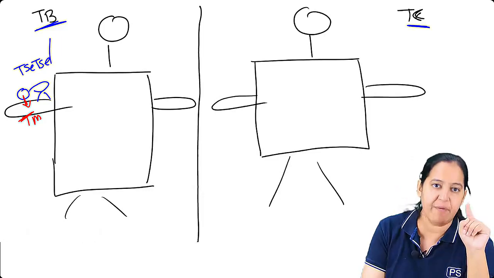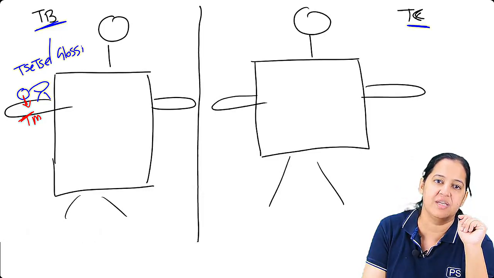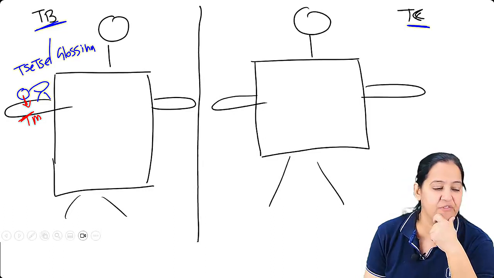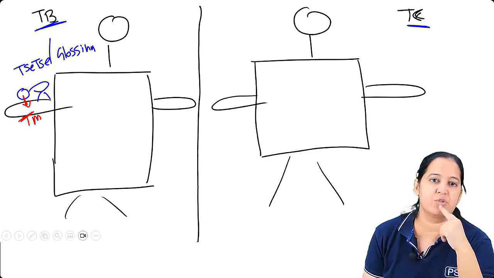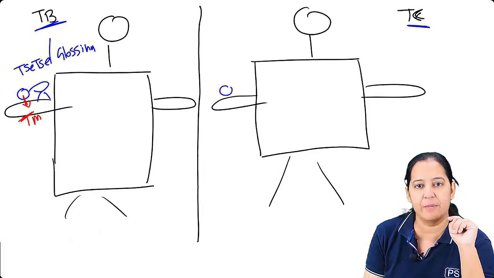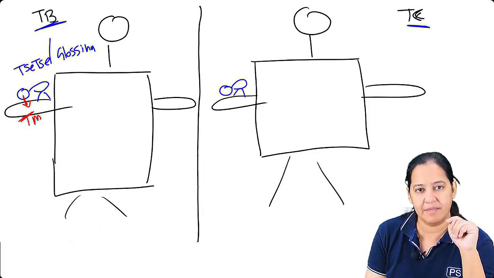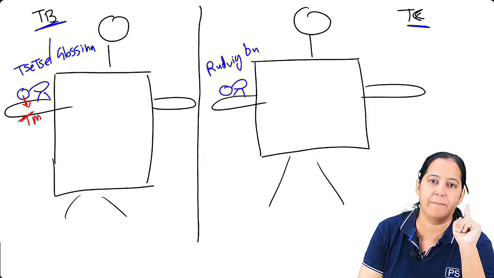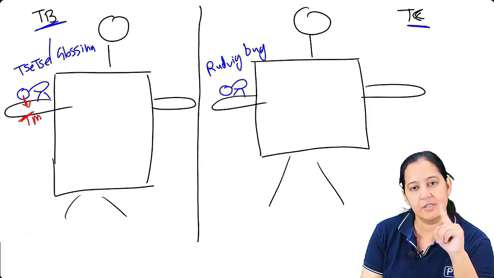The scientific name of the sissy fly is Glossina. Genus Glossina. Learn the scientific name also. Learn the scientific name of sandfly. It was Phlebotomus argentipes. This one is Glossina. Here also the bite of the bug, but the name of the bug is Rudwig bug. It is Rudwig bug. This one is sissy fly. This one is Rudwig bug.